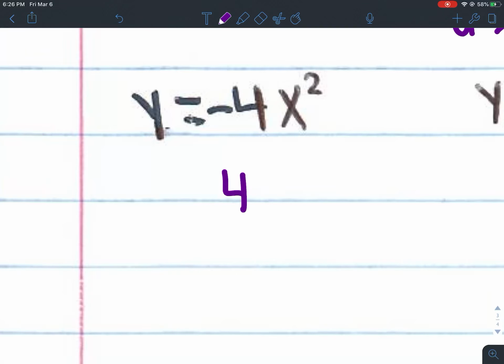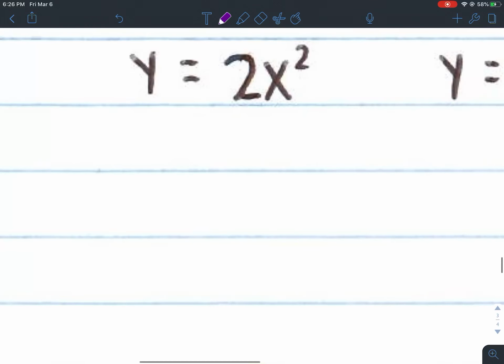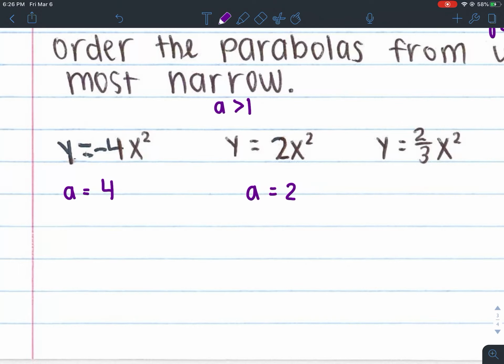So here all I want to notice is the 4. So I notice that A is equal to 4 here. The second one, our A is 2. Again, the negative doesn't really matter. I'm just looking at the number itself. Remember, negatives are just reflection. It doesn't tell me the wideness or narrowness. I know I've said that like 500 times in this video, but I'm stressing it because it's something we struggle with.